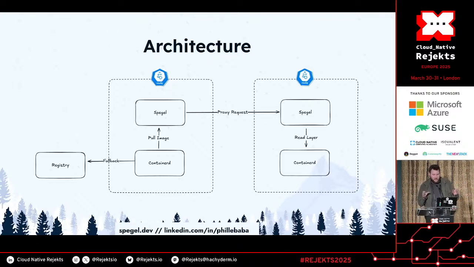Then when an image needs to be pulled, containerd will first check with Spegel to see whether another node already has this layer, and it will redirect that traffic to that node. Obviously, if it doesn't, it falls back to the original registry. So it's mostly a best-effort kind of cache.